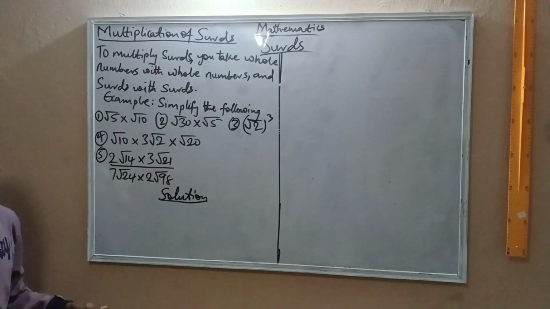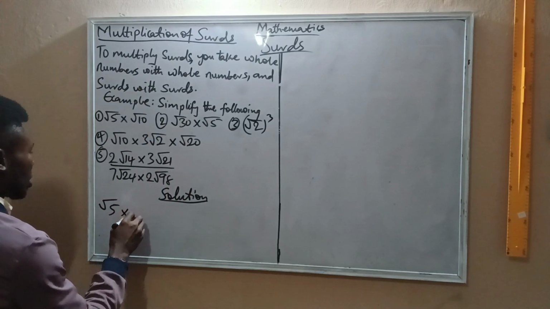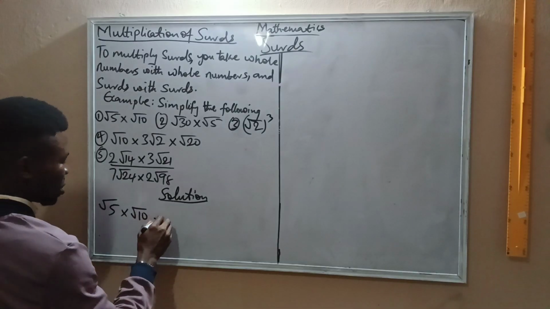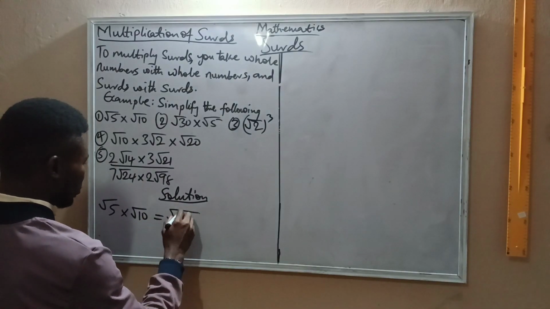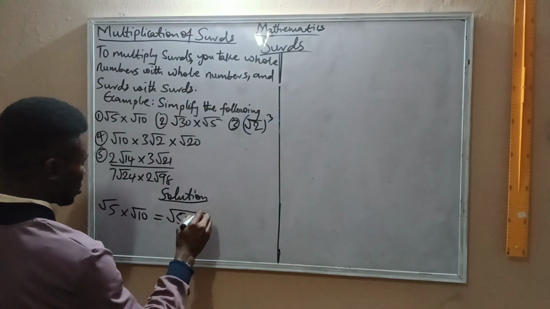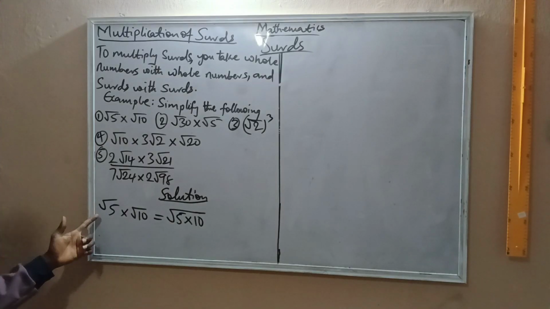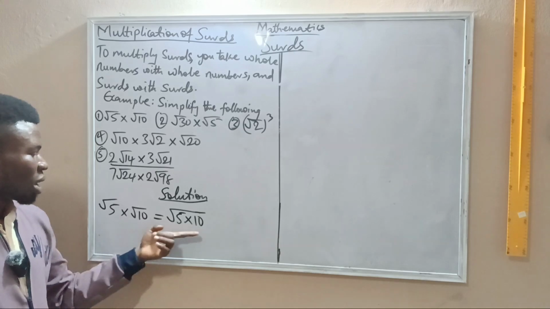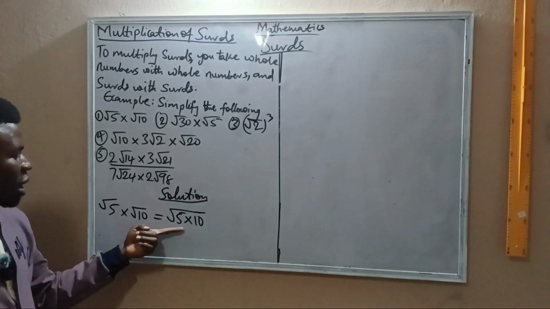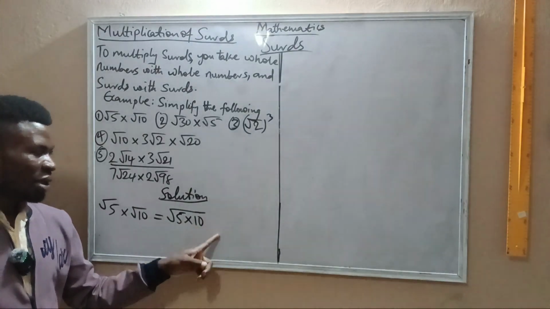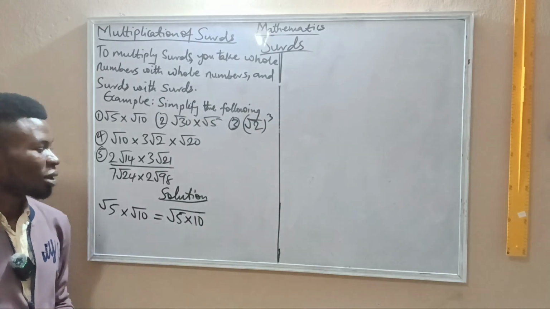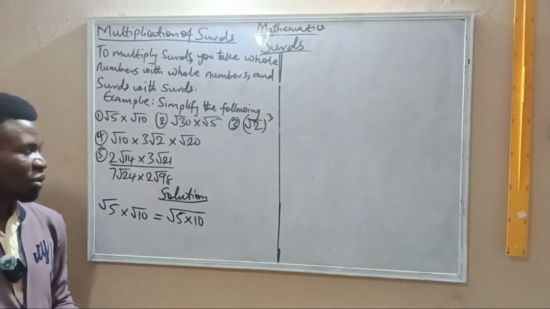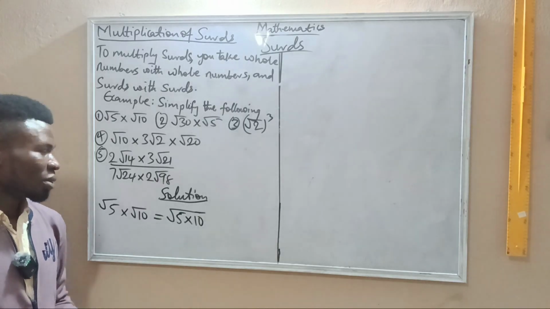So the first one is surd 5 multiplied by surd 10. And this is the same thing as surd 5 times 10, because there's no whole number here. They are just, both of them, surds. So multiply. Looking at this number, we can say 5 times 10 is 50, and we write it surd 50, right? But then we remember that surd 50 is not in its simplest form. We will still need to simplify it.